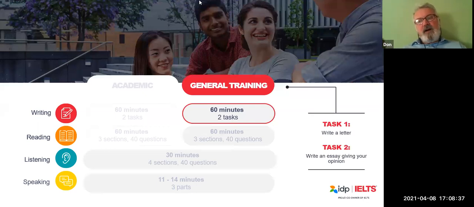So task one is writing a letter, and we will look at a good example of that later. And task two is like the academic task two. It is giving your opinion about a topic. Now, if you are reading newspapers in English or magazines in English, look at opinion pieces. Look at a columnist who wants to give his or her opinion about a topic. That is a good example of a task two essay. So read, that's an important tip.